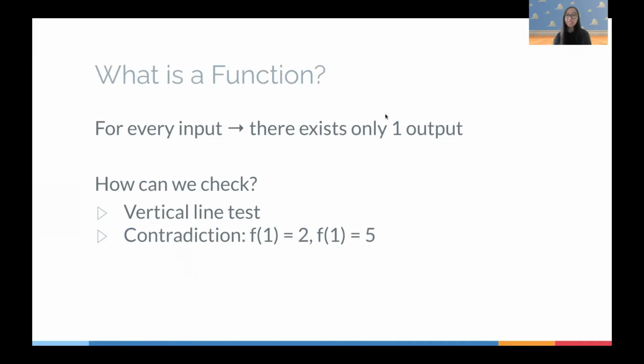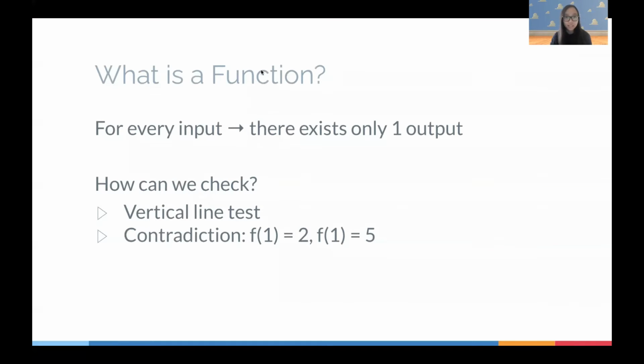So what is a function? A function basically says that for every input, there exists only one output. You can think of this as a machine, right? So for every x, there only exists one y. And how can we really check this? Well, we can check this by doing something called the vertical line test.